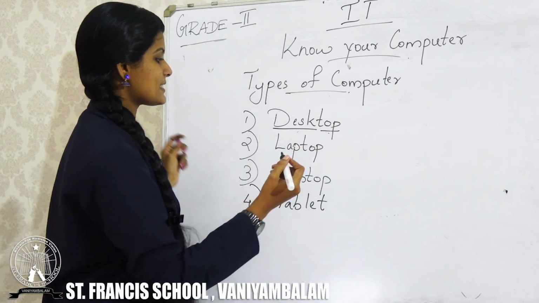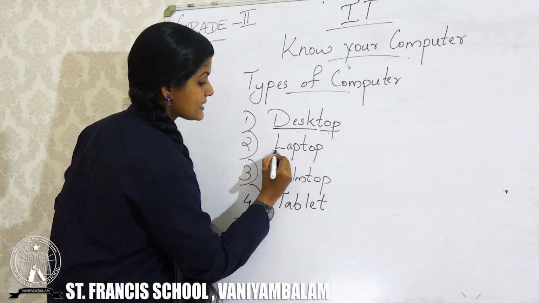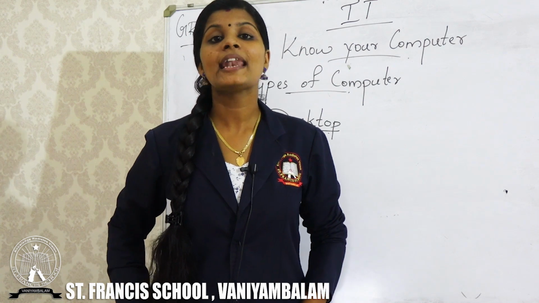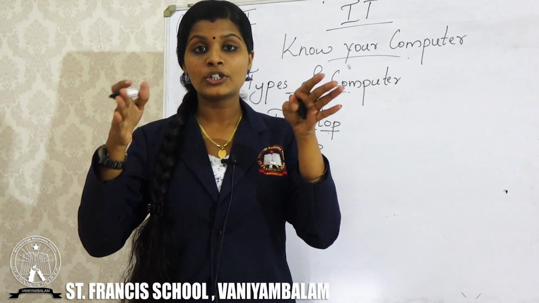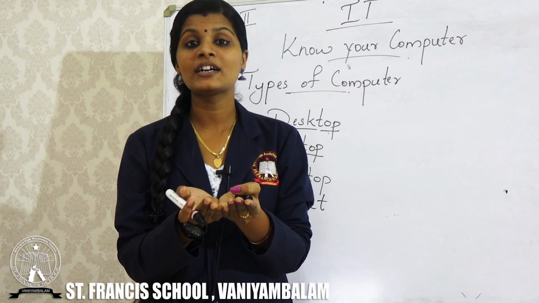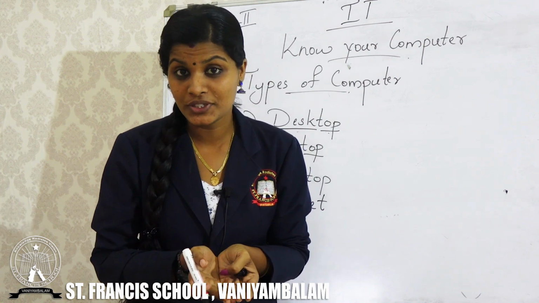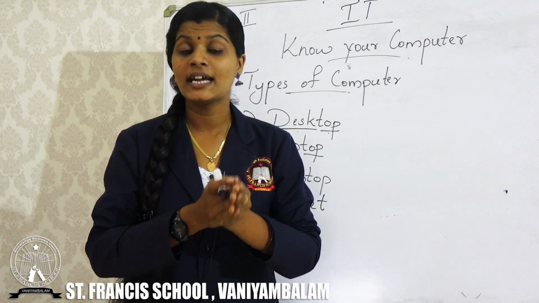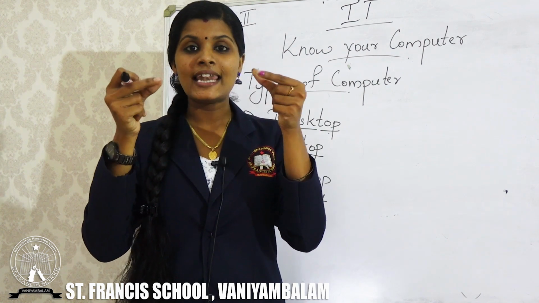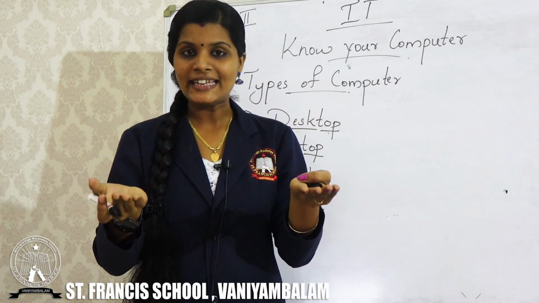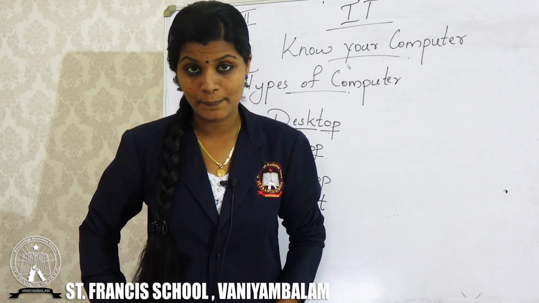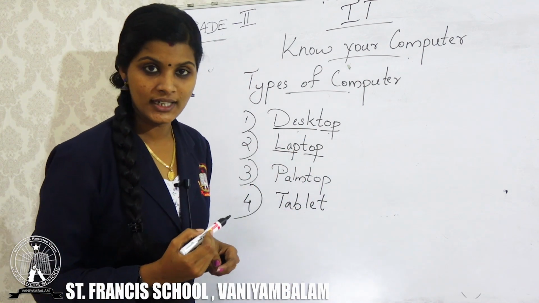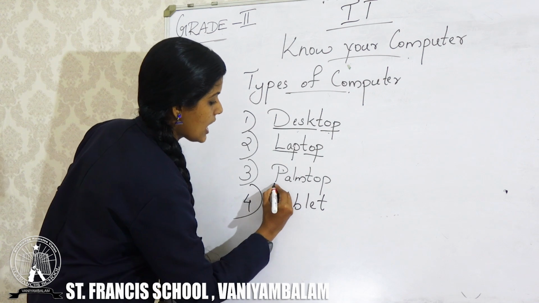Okay. Now what is the next one? Laptop. What is this? Laptop. Which is our lap? Here is our lap. So on top of our lap we can keep our computer. That computer is known as laptop. It is a lightweight one, so very easily we can keep it on our lap. So it is known as laptop computer. Now what is the third one?